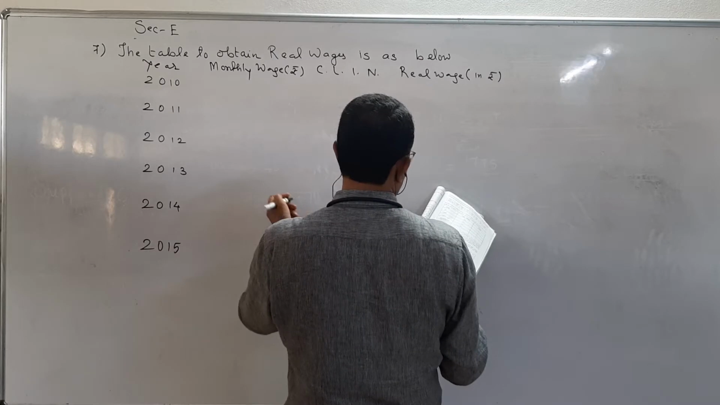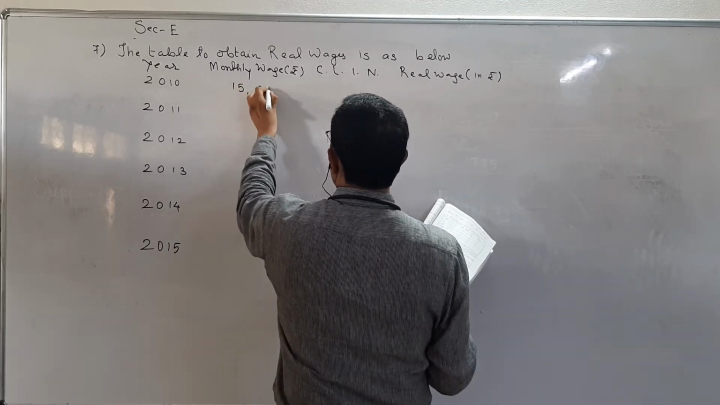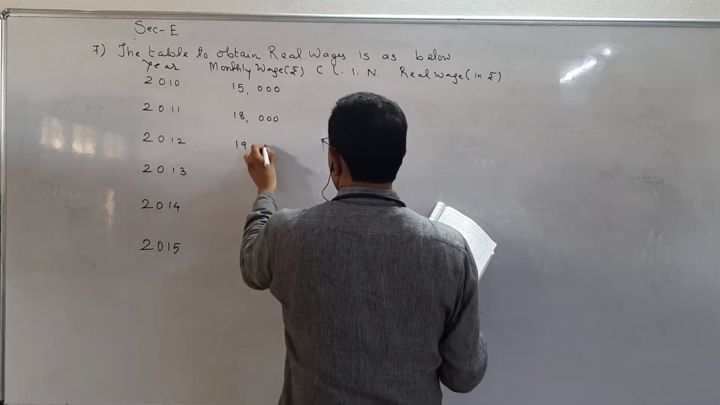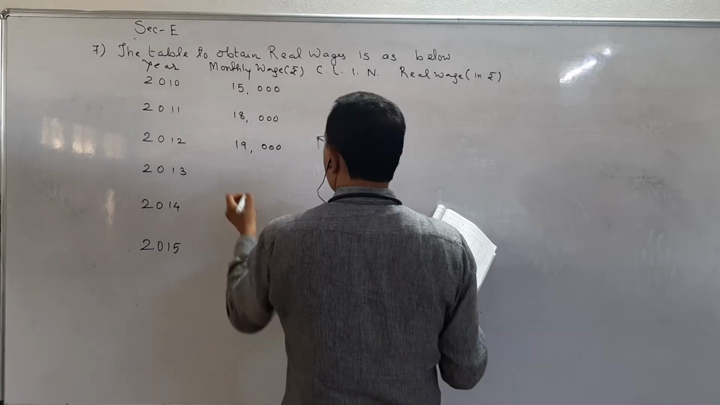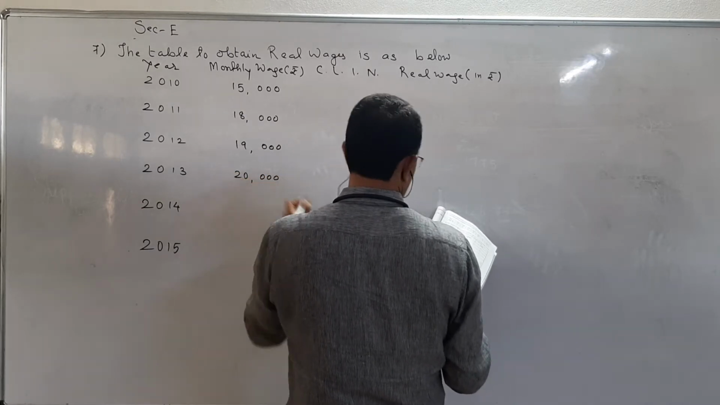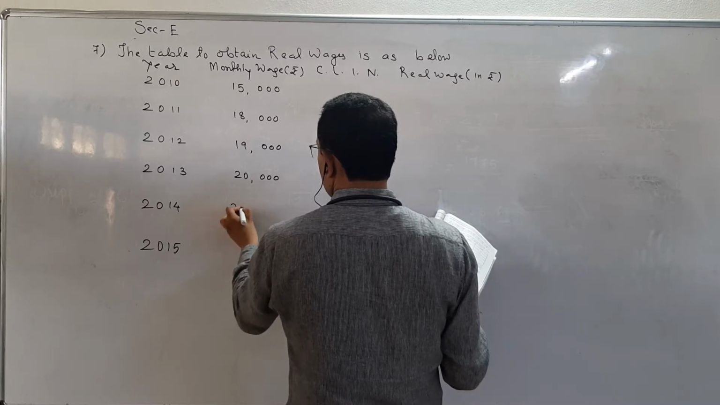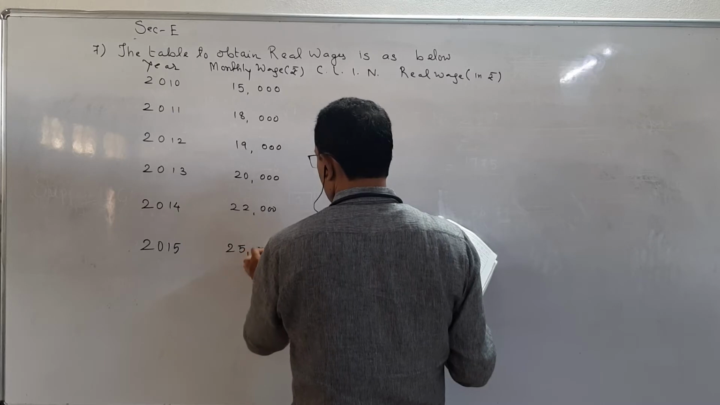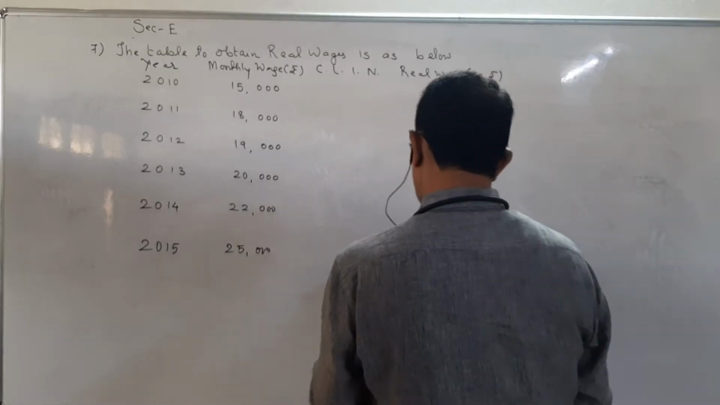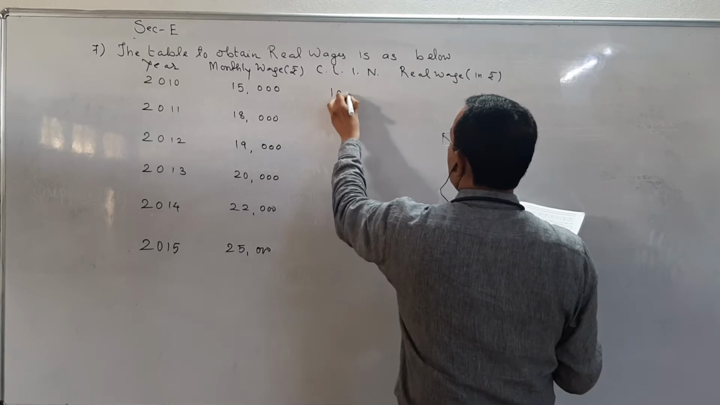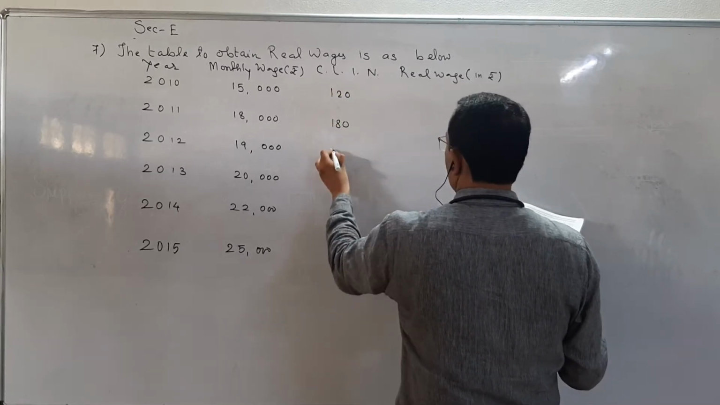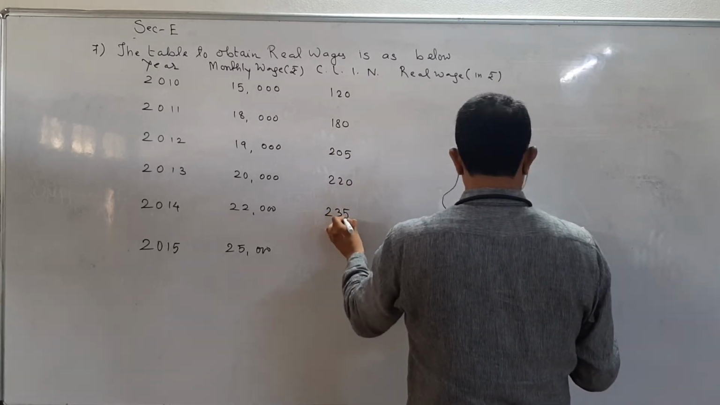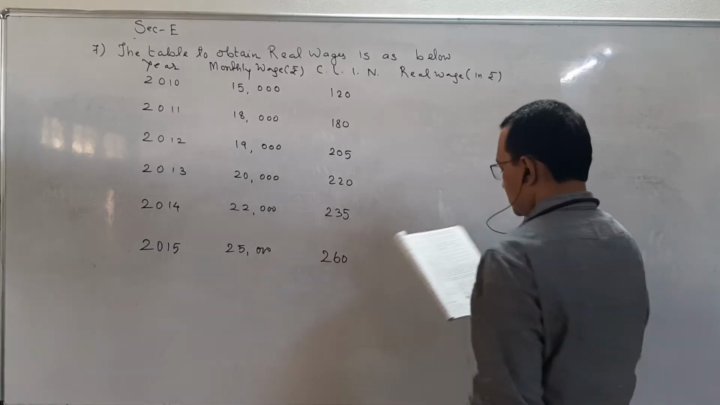So the wages are 15,000, 18,000, 19,000, then 20,000, then 22,000, then 25,000. Index numbers are 120, 180, 205, 220, 235 and 260.